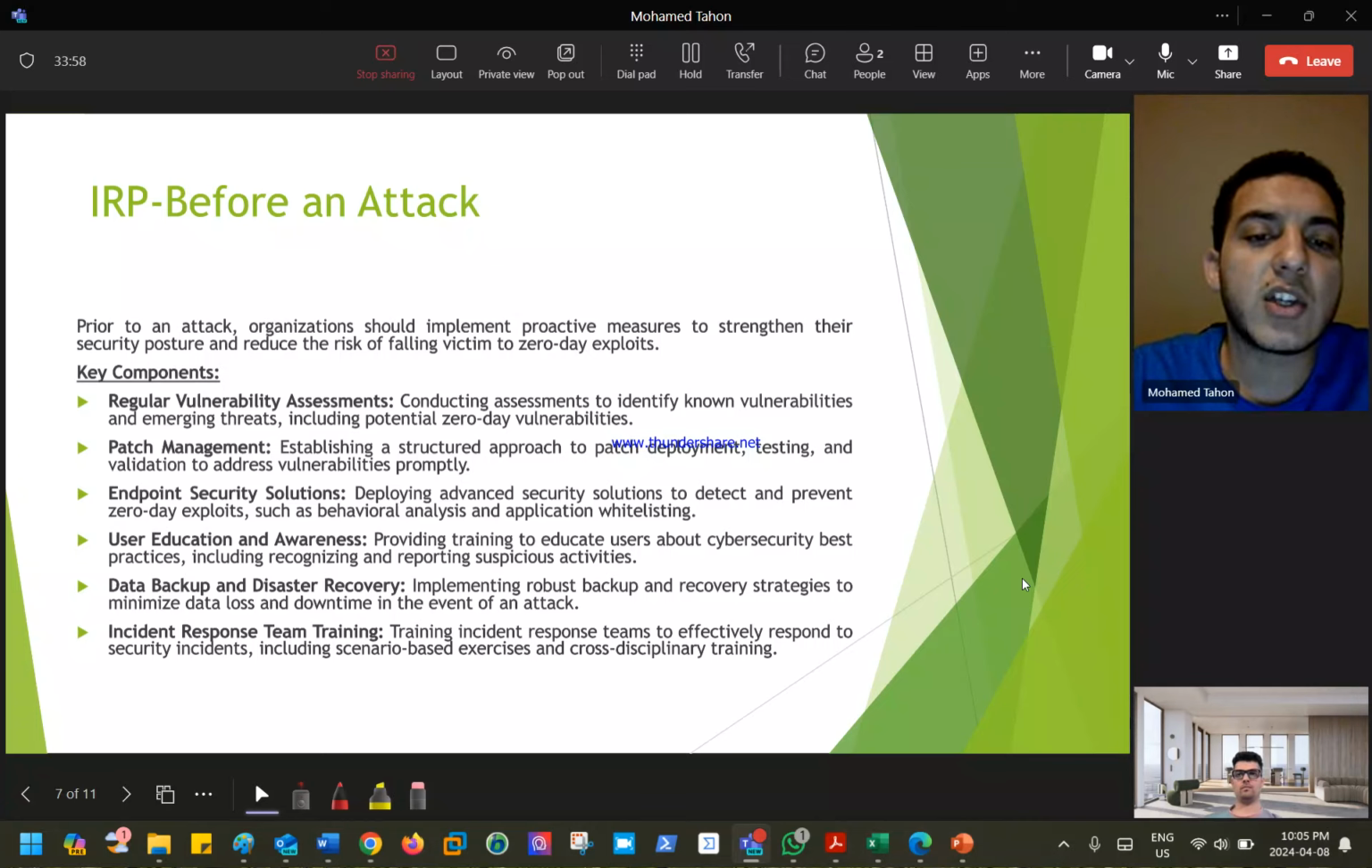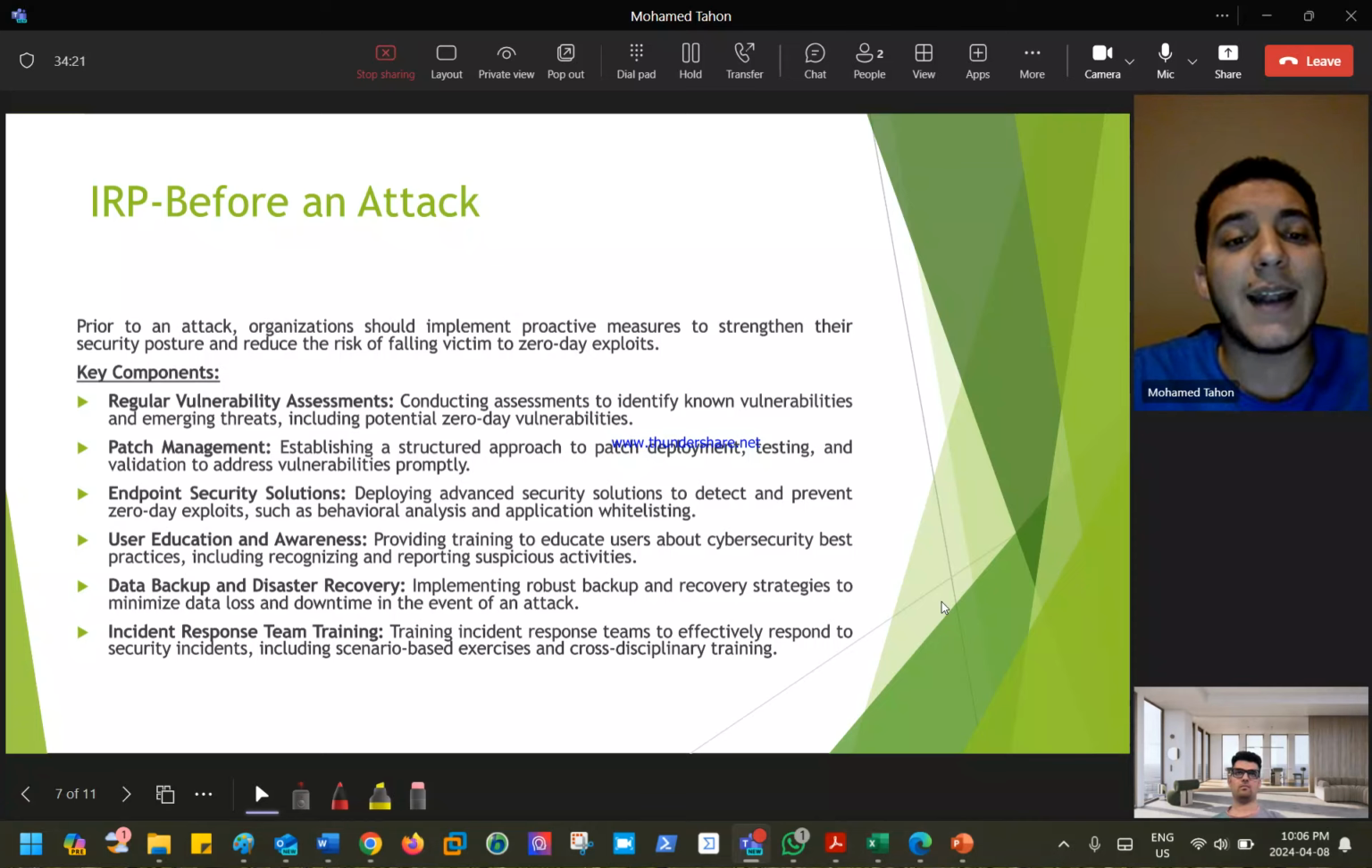User education and awareness. Educating users about cybersecurity best practices is critical. By providing training on how to recognize and report suspicious activities, organizations empower their users to act as an additional layer of defense against cyber threats.